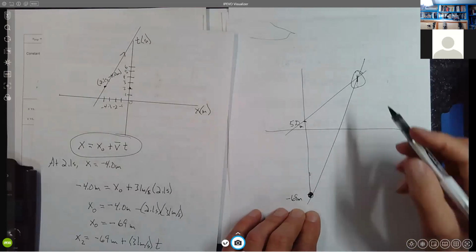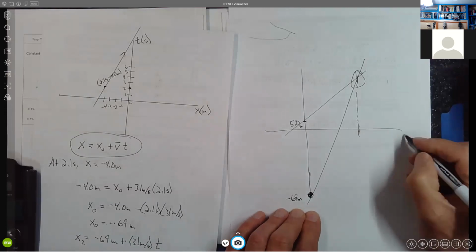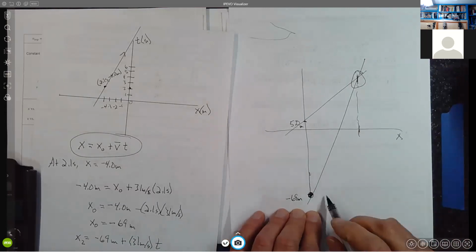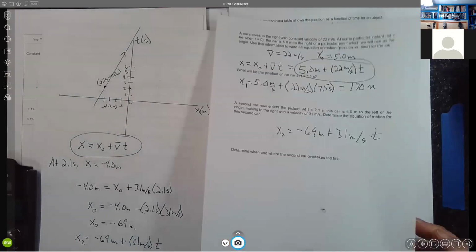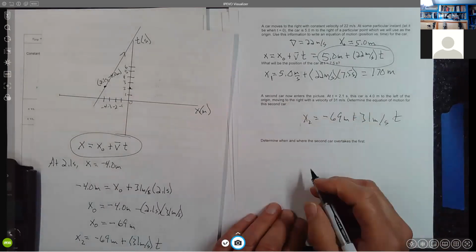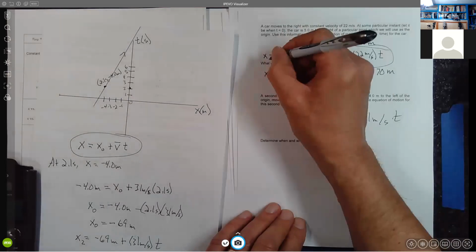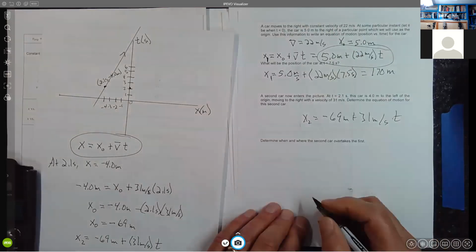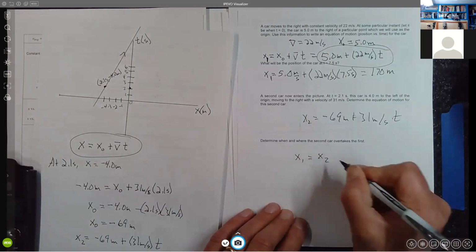And so at that time, they'll both have the same x value. Remember, x is on that axis. This is a chase problem, so I can figure that out. I just set these two x's equal to each other. Here's x1, and so I say x1 equals x2.